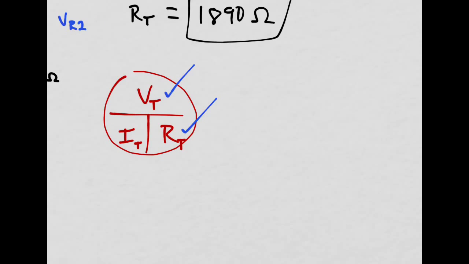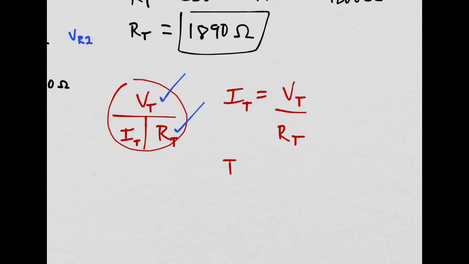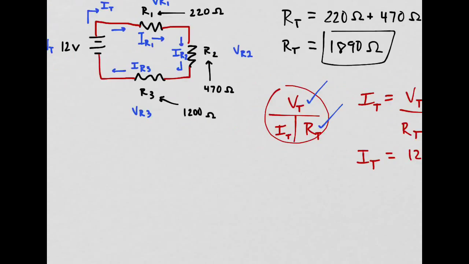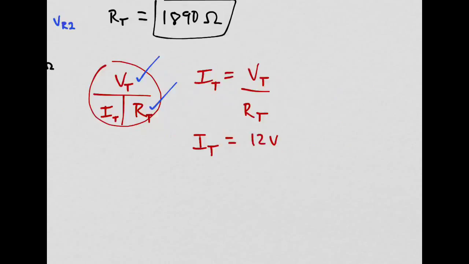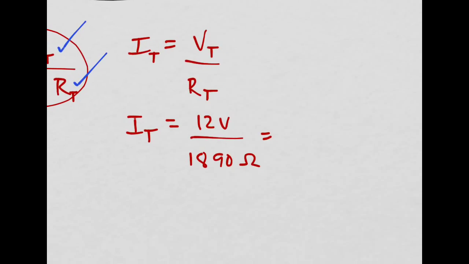So the total current is equal to the total voltage, which is 12 volts, divided by the total resistance, which is 1,890 ohms. How do I know it's 12 volts? Because it tells me. And then divided by 1,890 ohms, and that becomes amps.